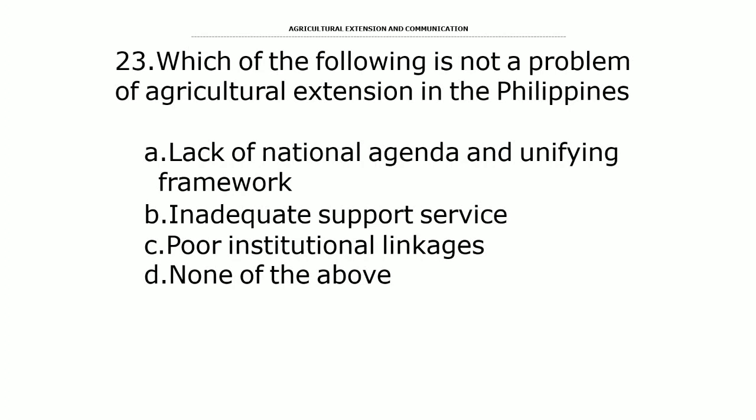Number 23. Which of the following is not a problem of agricultural extension in the Philippines? A. Lack of national agenda and unifying framework. B. Inadequate support service. C. Poor institutional linkages. Or D. None of the above. The answer is none of the above.